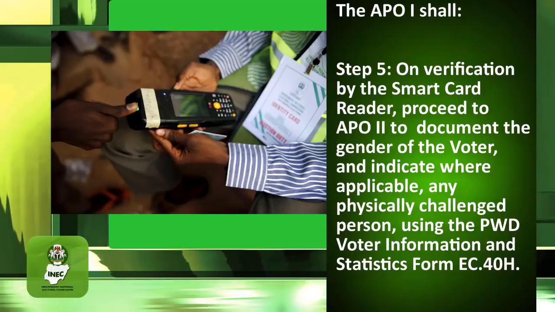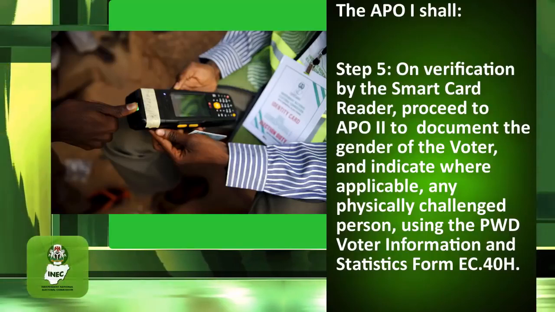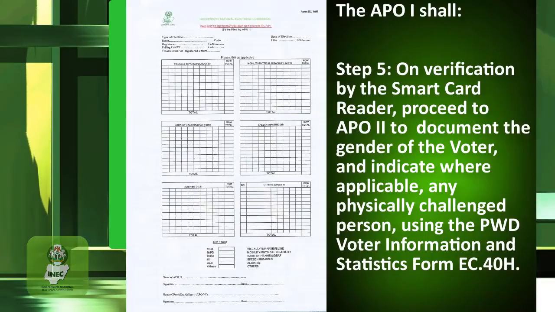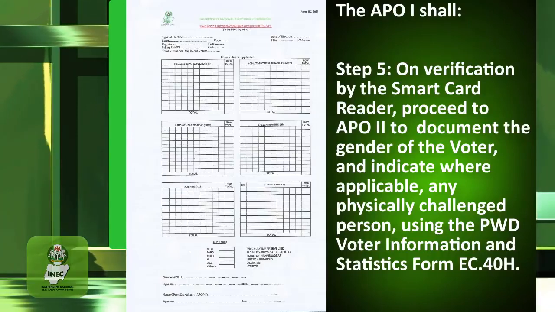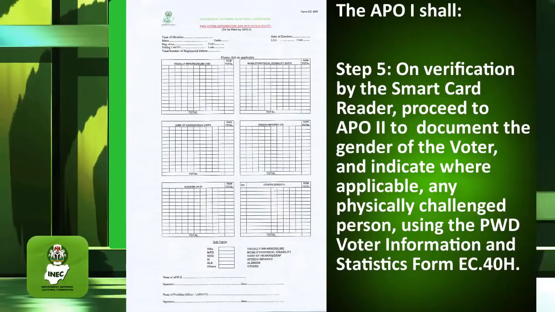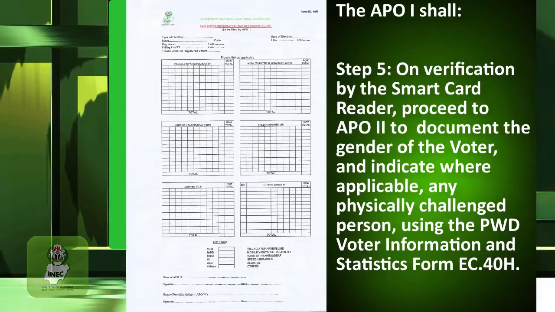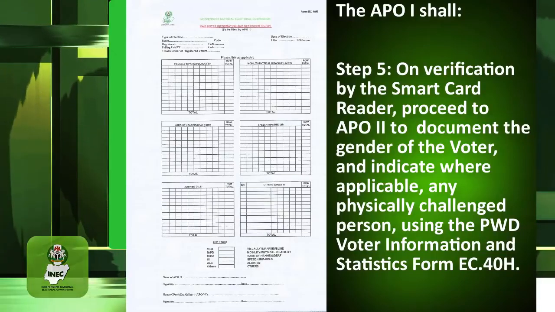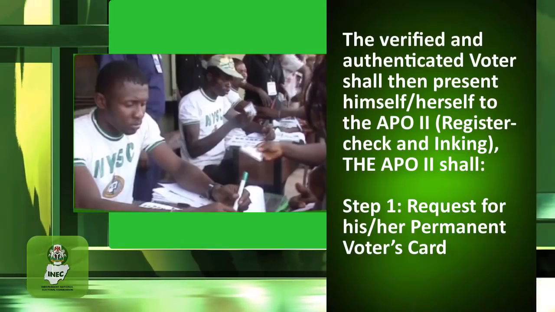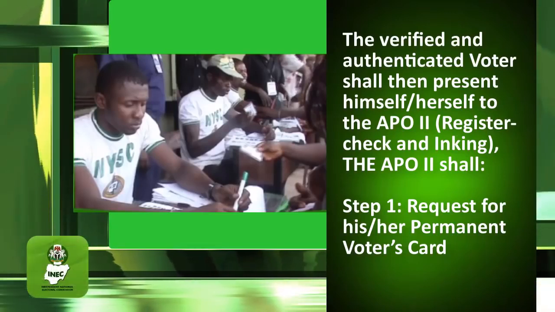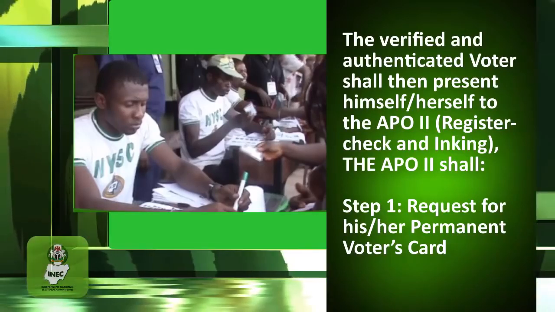Step 5, on verification by the smart card reader, proceed to APO2 to document the gender of the voter and indicate where applicable any physically challenged person using PWD Voter Information and Statistics Form EC40H. The verified and authenticated voter shall then present himself or herself to the APO2, register check and inking.